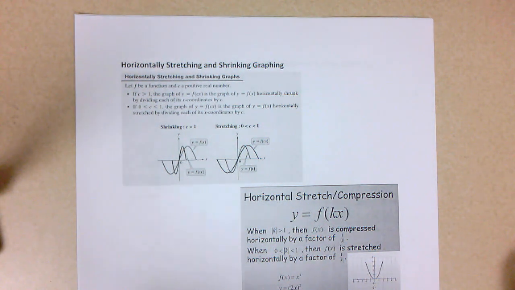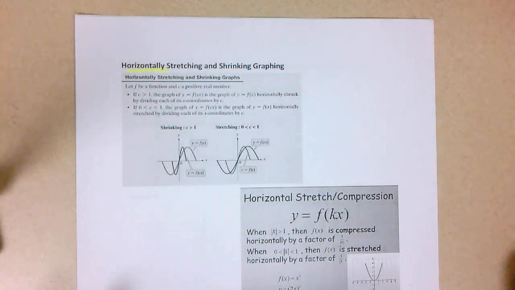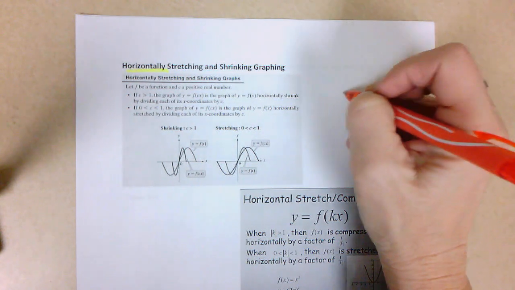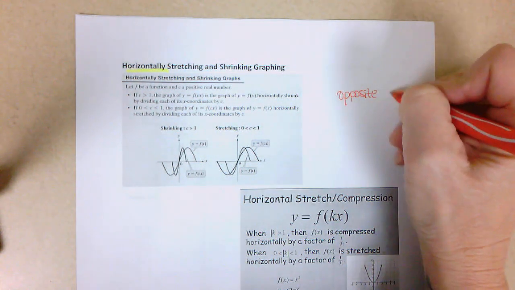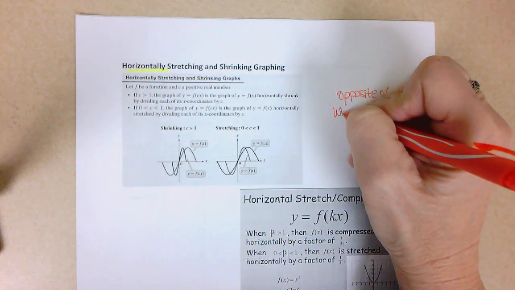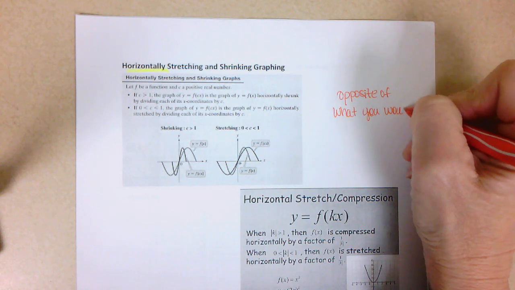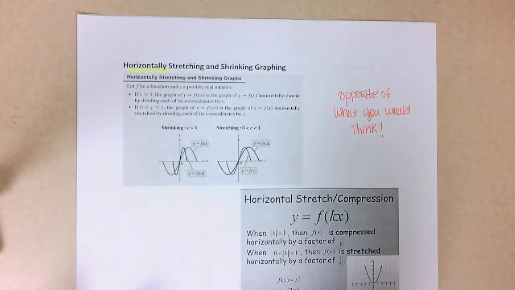Okay, last one for this section, horizontally stretching and shrinking graph. So here we go. Once again, this is horizontally, so we know whatever happens horizontally is completely opposite of what we would think. So let's talk about it.